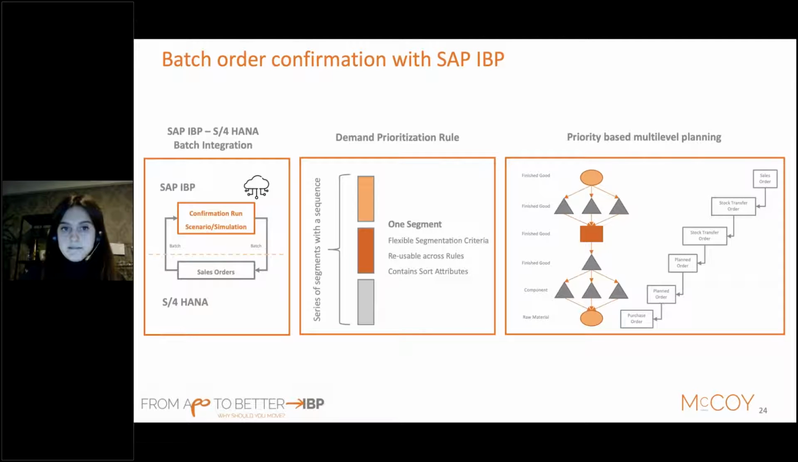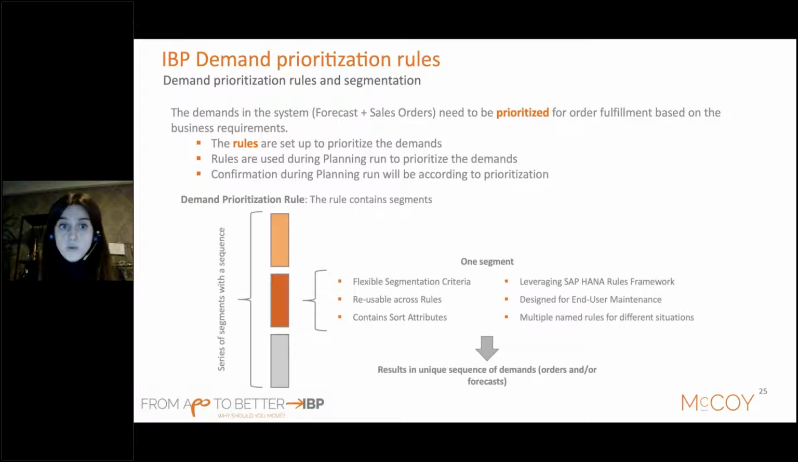But now let's see how demand prioritization works, how you can create the different rules. So you have your forecast and your sales orders, and you know that they have priorities. First, you set up some rules in the system, and afterwards you apply them to your planning run and confirmation run. You have a sequence of demand, of forecast and sales orders, and you divide it into segments. What can you do in each segment?